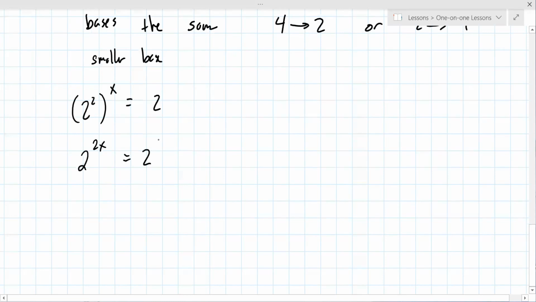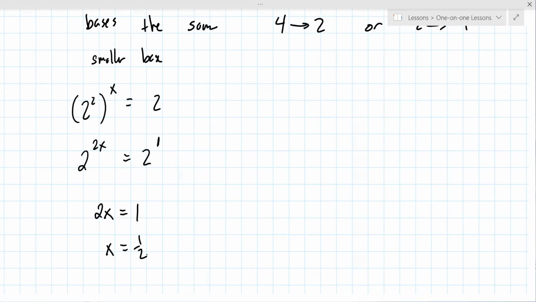The exponent over here is 1. So that's 2x equals 1. X equals 1/2. Yeah, you got it. Perfect. All right, what do we do now? That's it for that one. What's the next one to do?